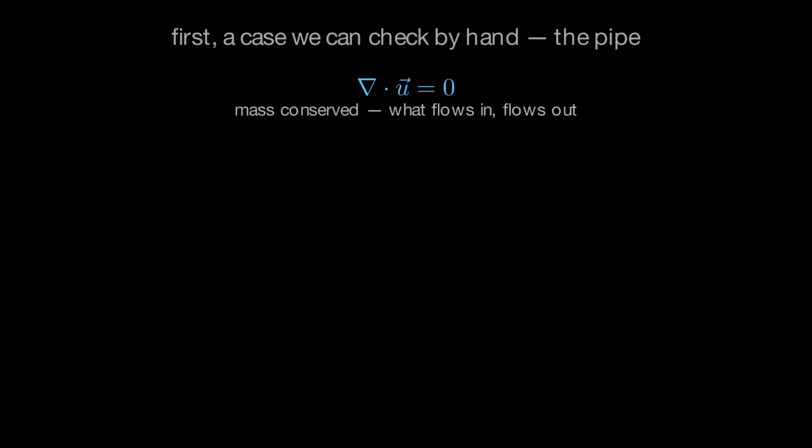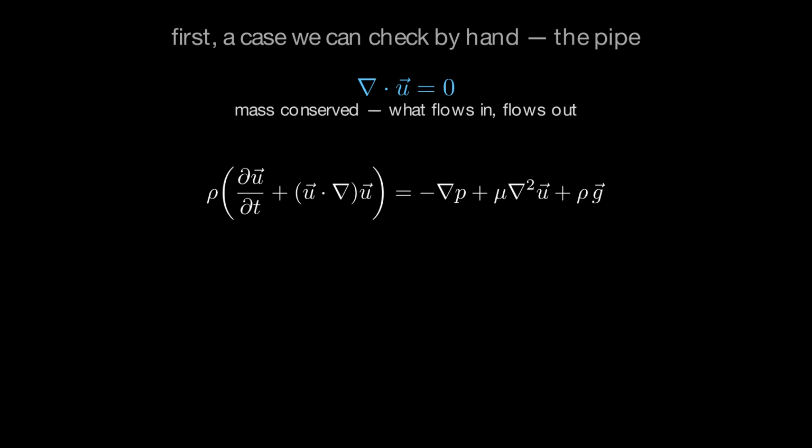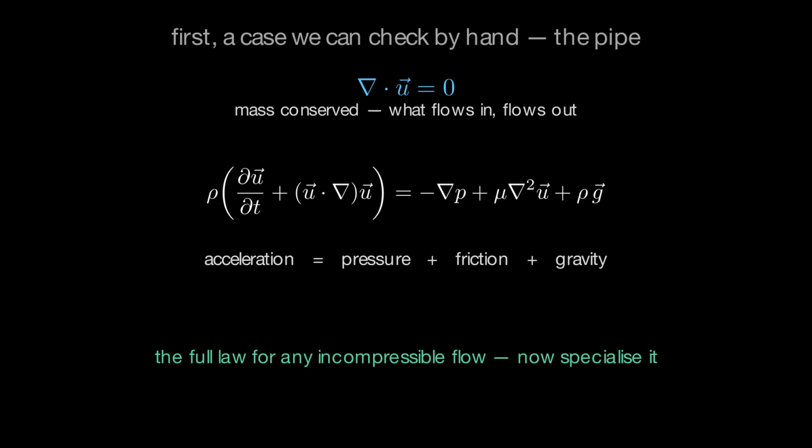Before trusting any of this on the cylinder, let's test it somewhere we can check the answer ourselves, a plain pipe. Start from the law behind every flow, Navier-Stokes. One equation keeps mass conserved. The other says the fluid accelerates when pressure, friction, or gravity push on it.